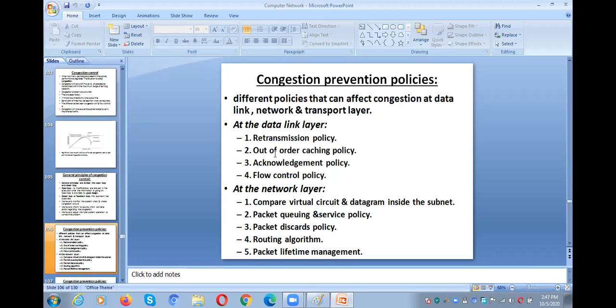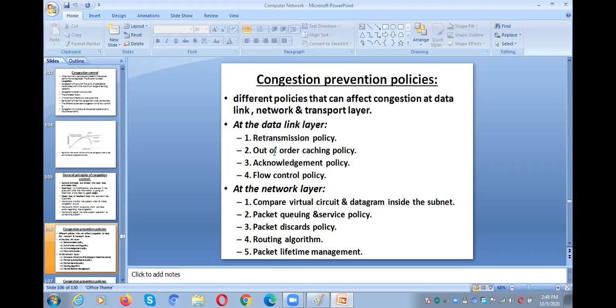Out of order means here there are two types of things: connection oriented and connectionless, right? Out of order means you need to follow the sequence number. Based upon the sequence number, whenever packets reach the destination, the receiver will arrange them in order and forward them to the network layer. And the acknowledgement policy. Acknowledgement policy means here we need to follow piggybacking.